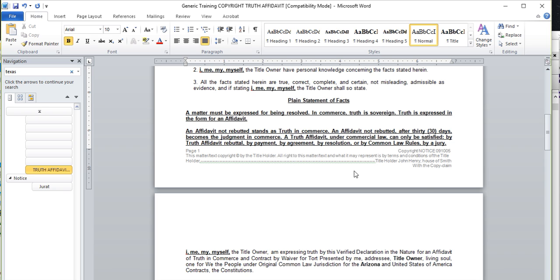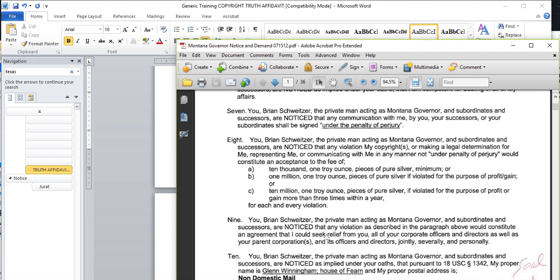And then with the copy claim, okay? That's an important part of it. I put that in there. I've collected this stuff over the years, so I see something, I like it, I start using it. And these are all different ideas that I've collected over the years.